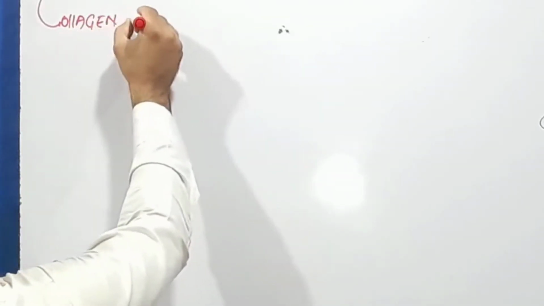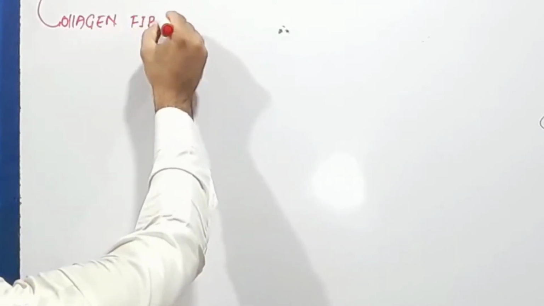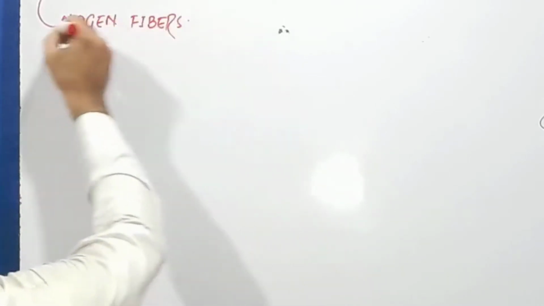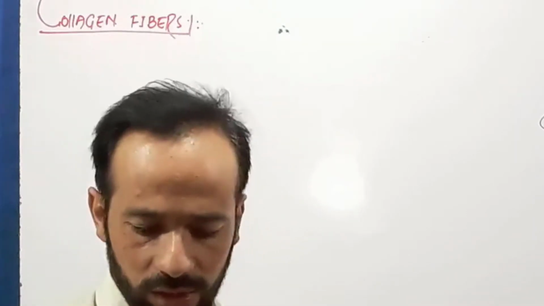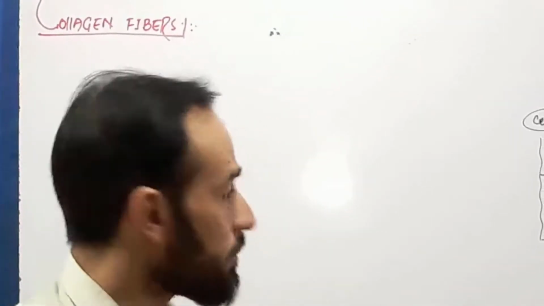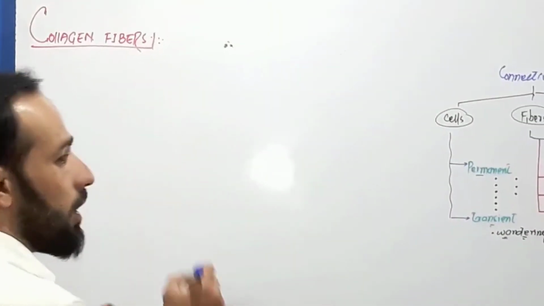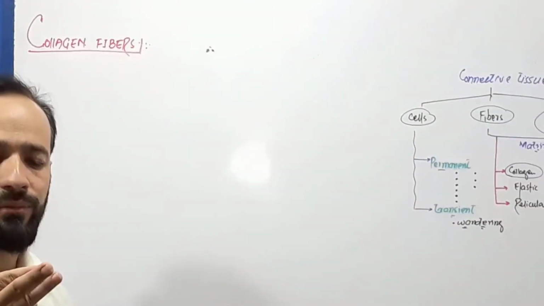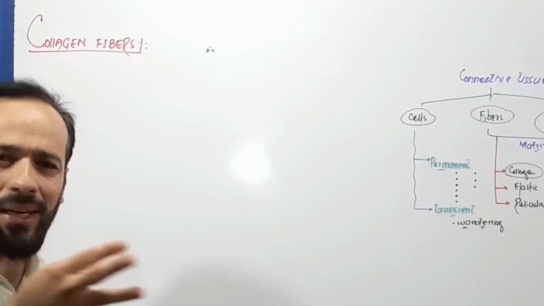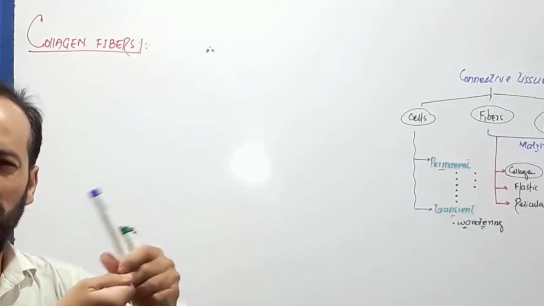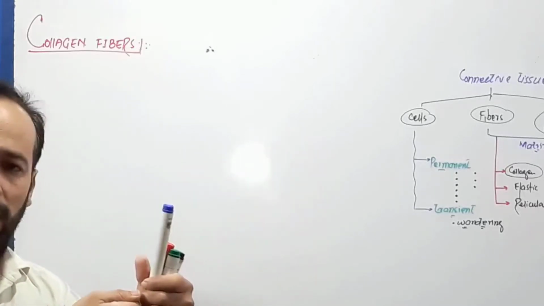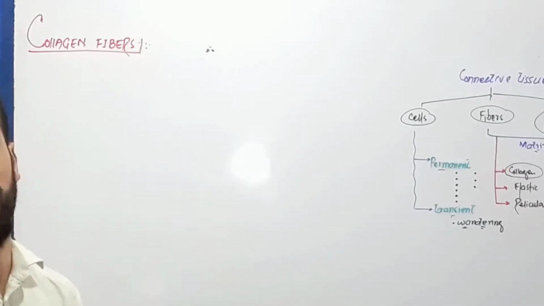Collagen fibers. What are collagen fibers? First of all, let me define this collagen fiber. Friends, whenever we see a collagen fiber, these collagen fibers are always composed of three fibers, three fibrils, three protein chains, and they are twisted around each other, making strong bonds and increasing the strength of the tissue.